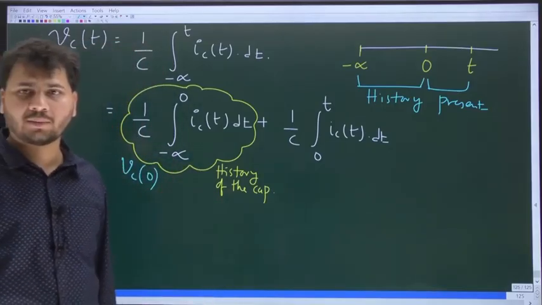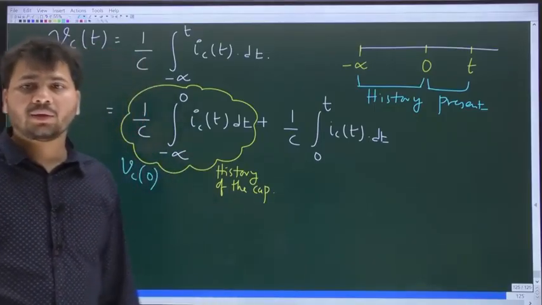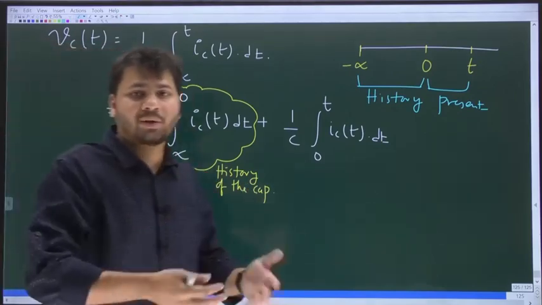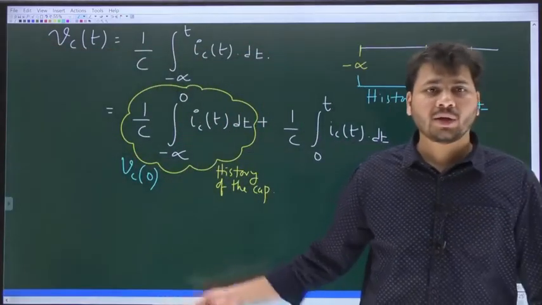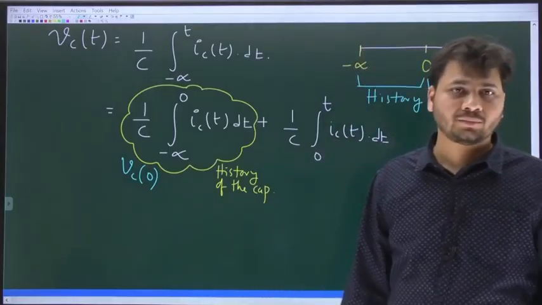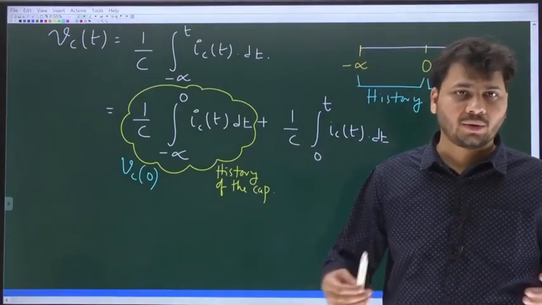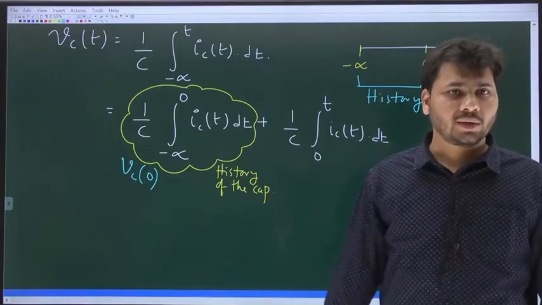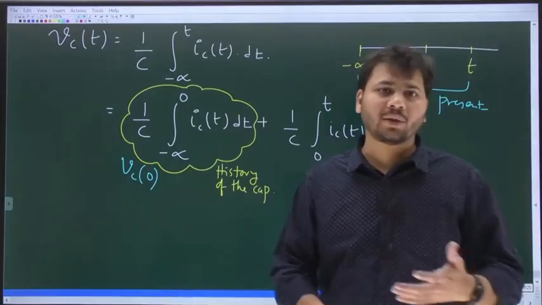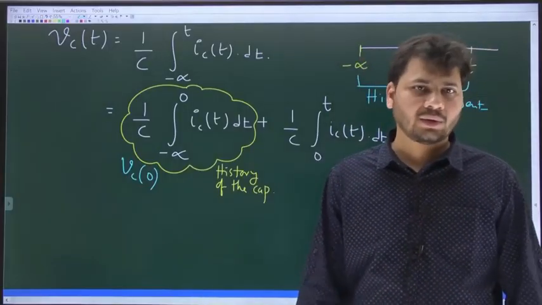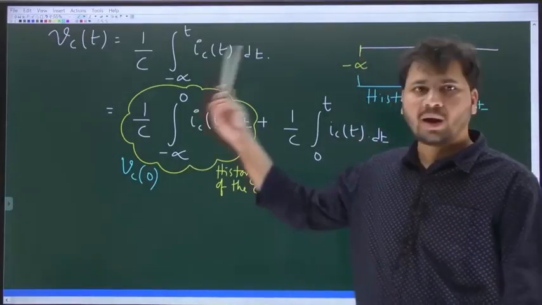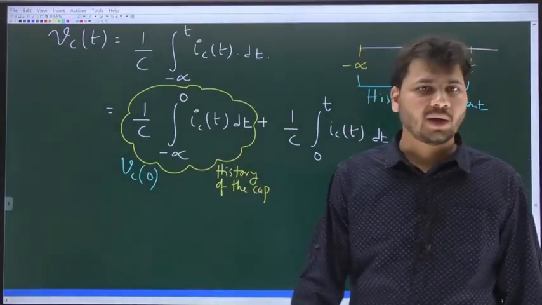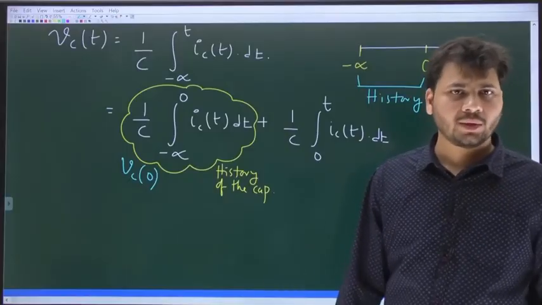So the entire first term represents the history of the capacitor. Which value will have all the information about the history of the capacitor? It is Vc of 0, which stores information about the history of the capacitor, meaning what happened to the capacitor before the circuit started at t equal to 0. All that information is present in the first term, which is Vc of 0. I hope it is clear.